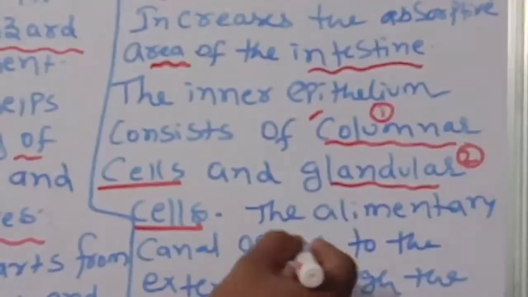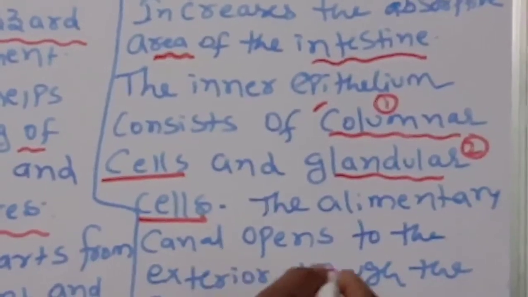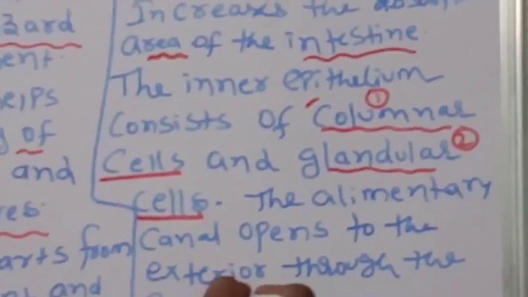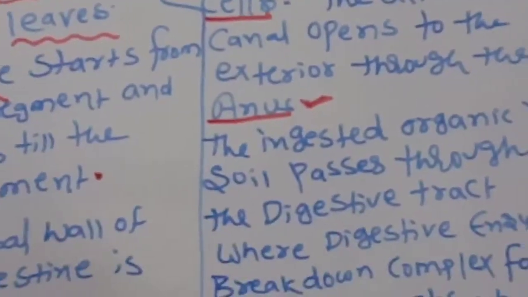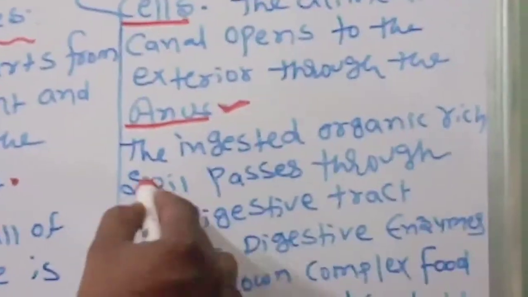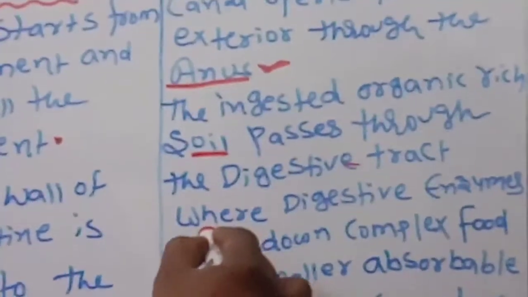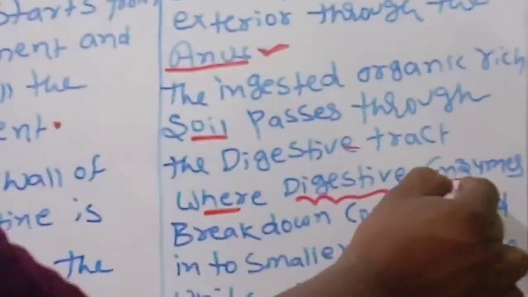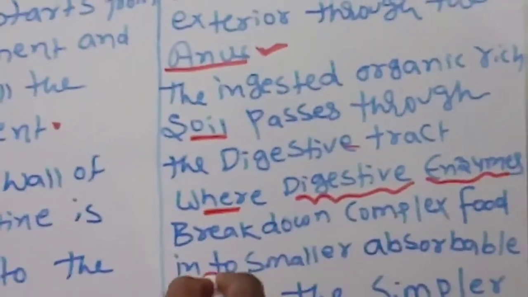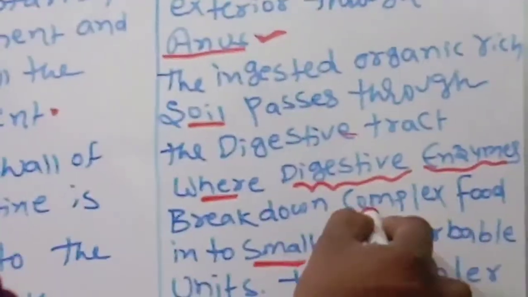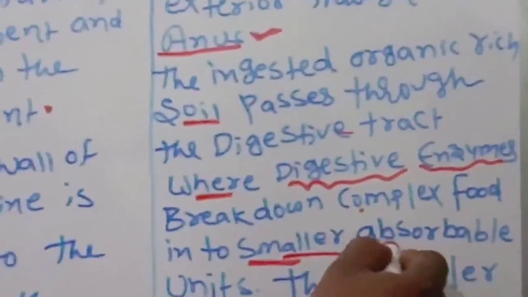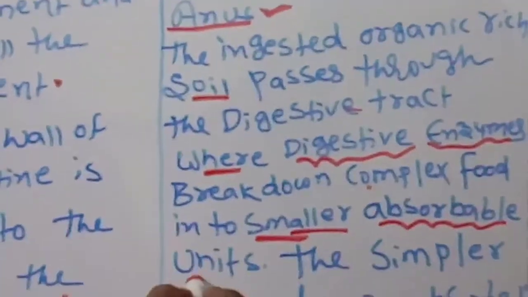The alimentary canal opens to the exterior through which one? Everyone knows, that is the anus. The ingested organic rich soil passes through the digestive tract, where digestive enzymes break down complex food molecules into smaller absorbable units.